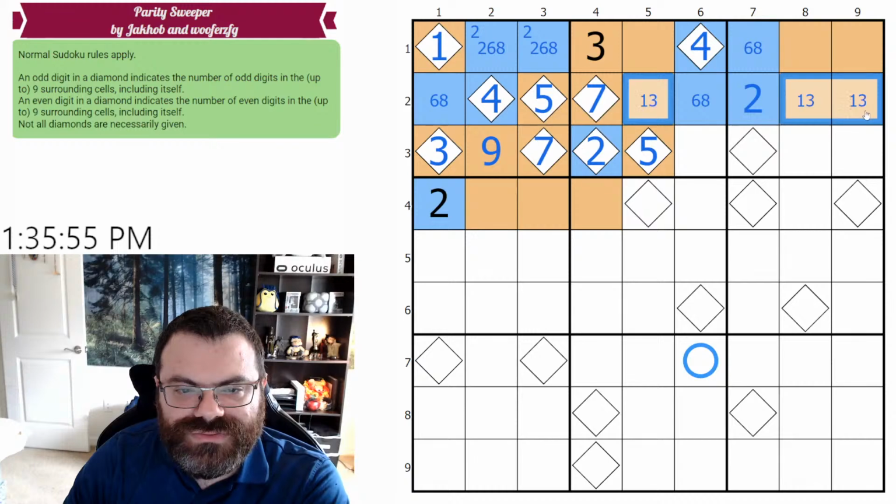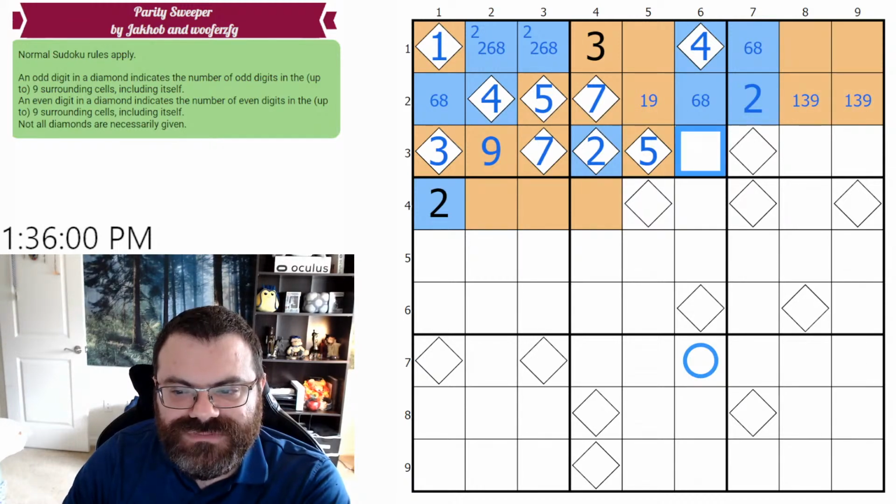These are from 1, 3, and 9. That's not a 3. This just has to be even for the box. It's a 6 or an 8. Okay, what else does this get us? This 5 here? It sees 1, 2, 3, 4. So it sees one more odd. So this is an odd even pair.